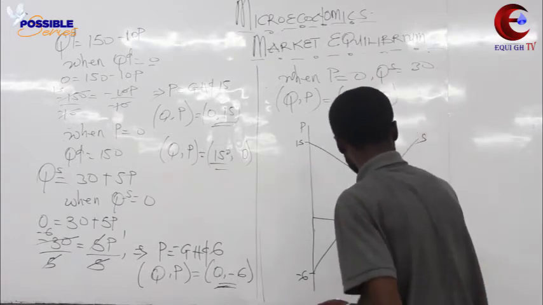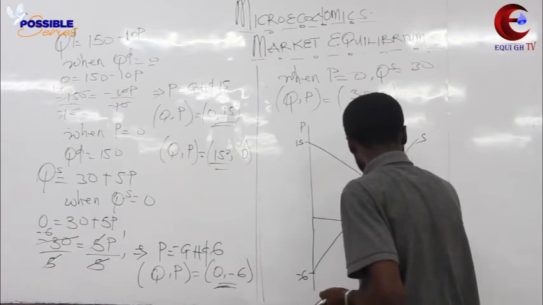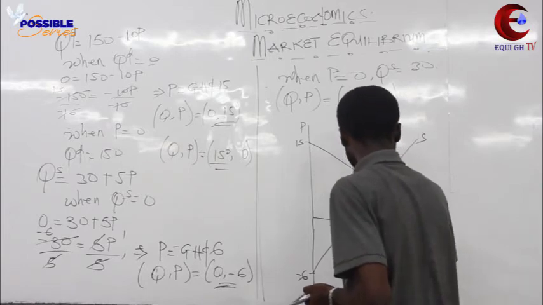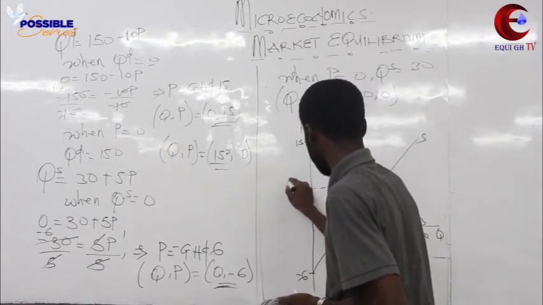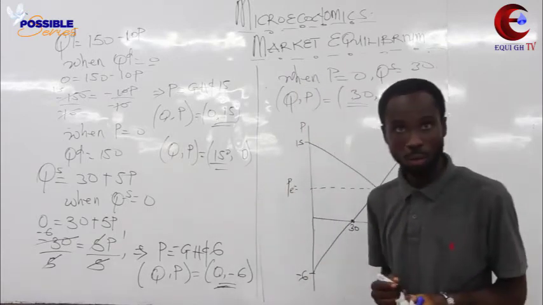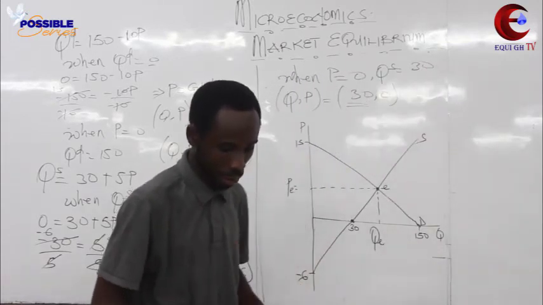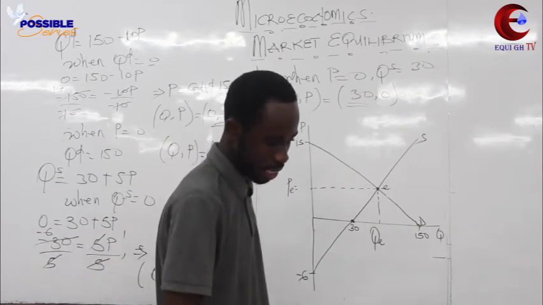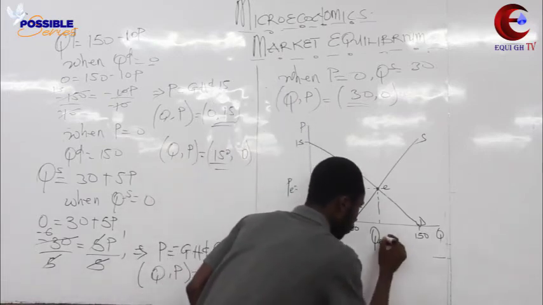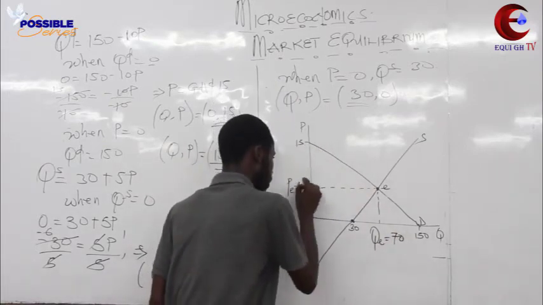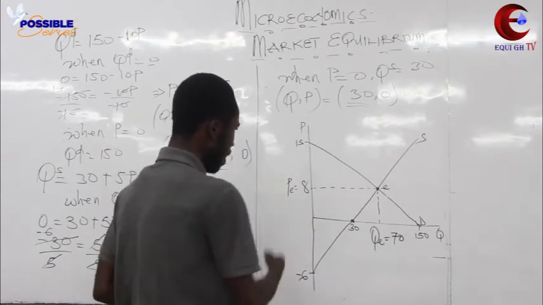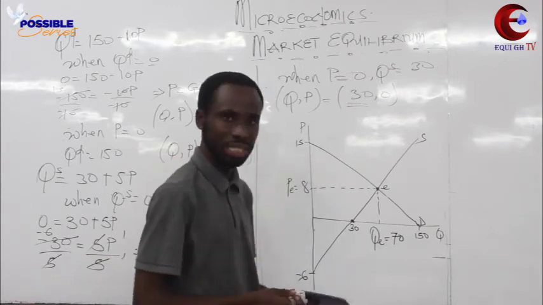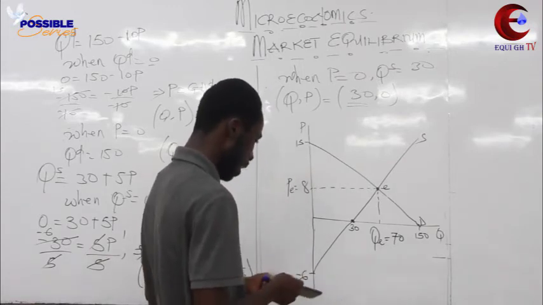So here is the intersection of the supply and demand functions, which is the equilibrium: the equilibrium quantity and the equilibrium price. What did we get for the equilibrium quantity and the equilibrium price? I hope it makes sense. So we got 70 for the equilibrium quantity and 8 for the equilibrium price, and we multiply this by this and we get our total revenue. All right, that is our total revenue.